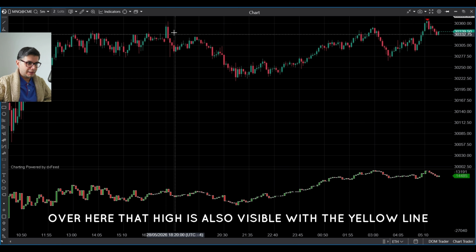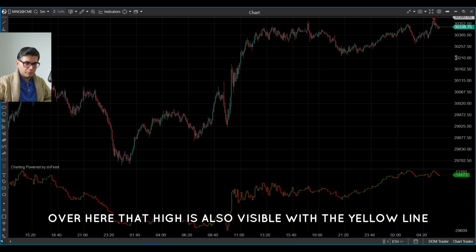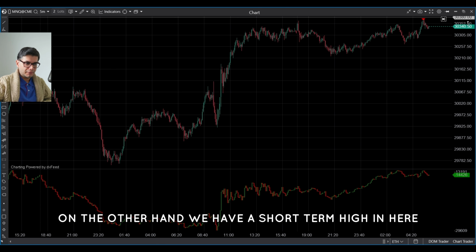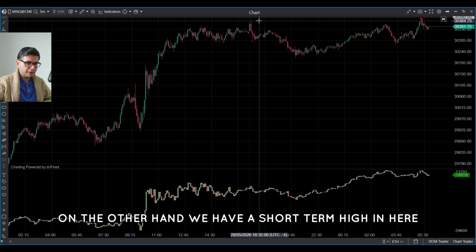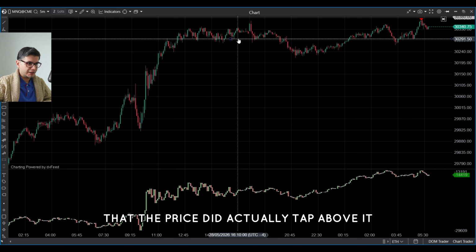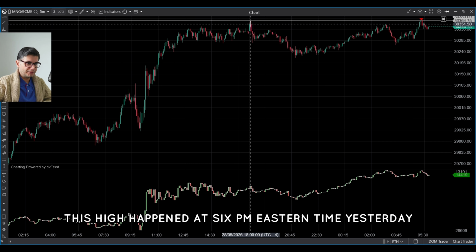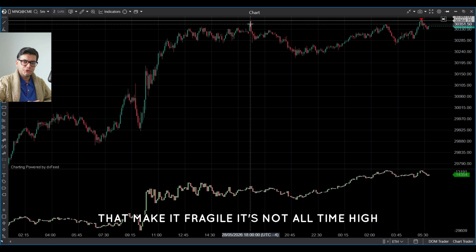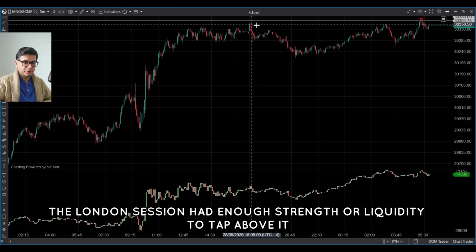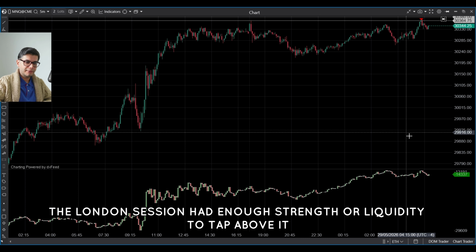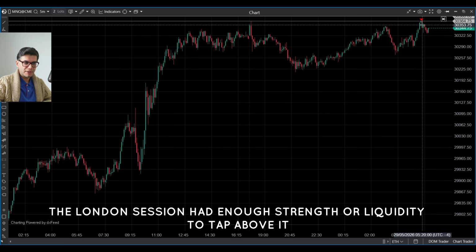Over here, that high is also visible with the yellow line. On the other hand, we have a short-term high here that the price did actually tap above. This high happened at 6 p.m. Eastern time yesterday. That makes it fragile. It's not the all-time high, therefore the London session had enough strength or liquidity to tap above it.